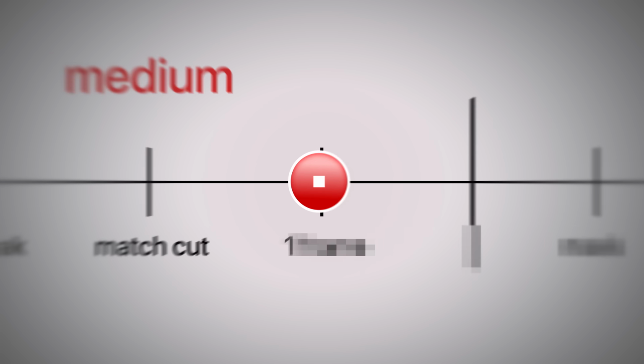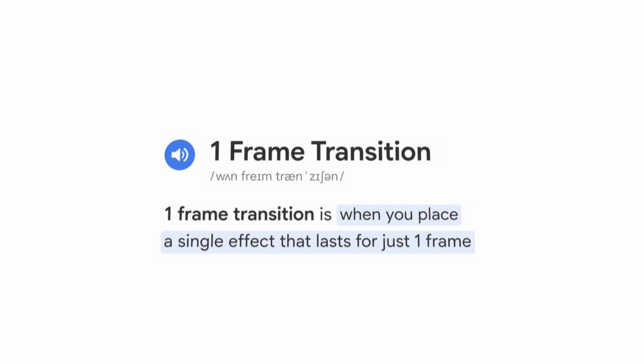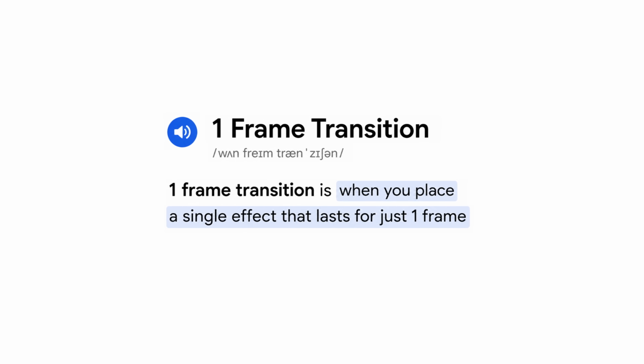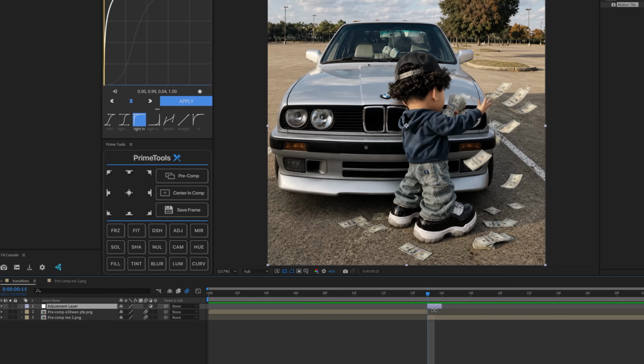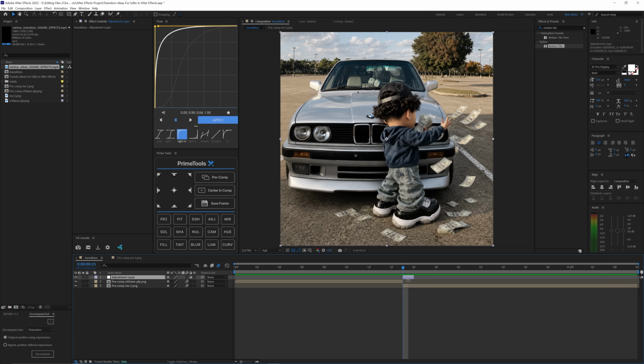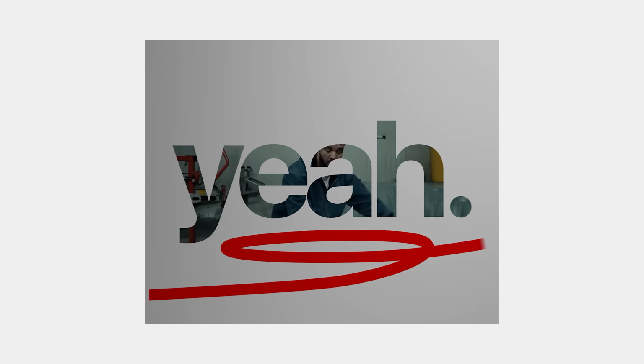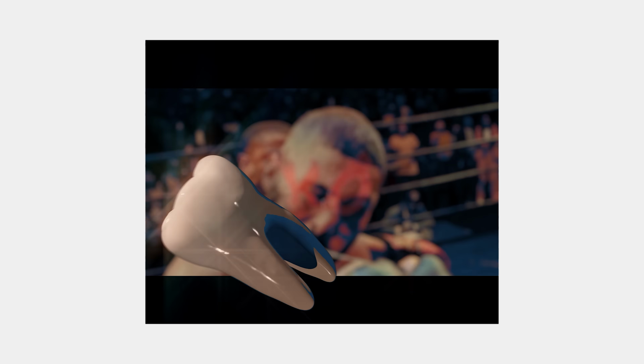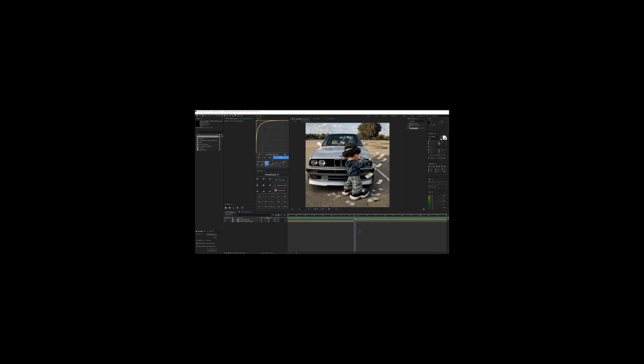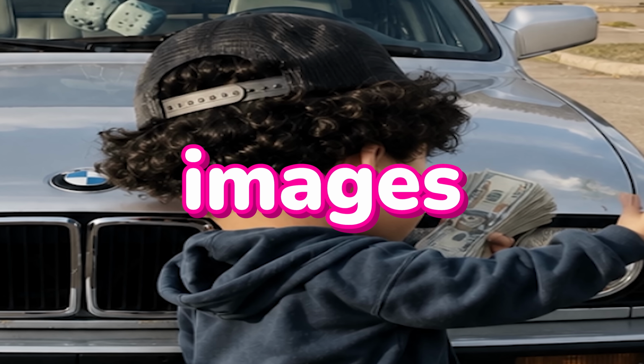Number 3, one frame transition. A one frame transition is where you place a single effect that lasts just for 1 frame. Also known in the editing community as one framers. A lot of high energy edits like mine use this to add impact to beats or make cuts hit harder without a full transition. So let me show you how to do it. Yes, I'm still using these images, but it's still gonna work.